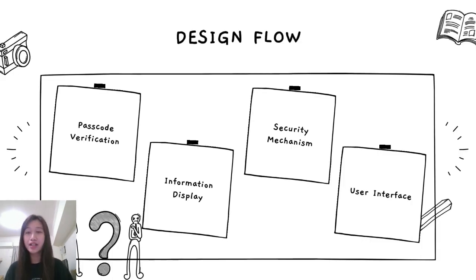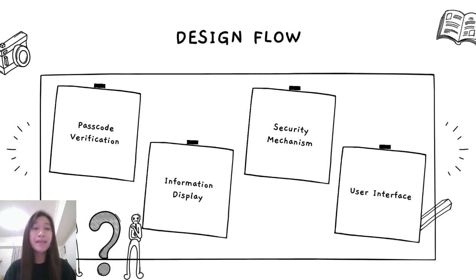Now let me tell you the design flow of my C code. The C code is the software backbone of the Secure Information Lock project. It implements the logic needed to ensure data security and user interaction. Below is a detailed explanation of its design flow.